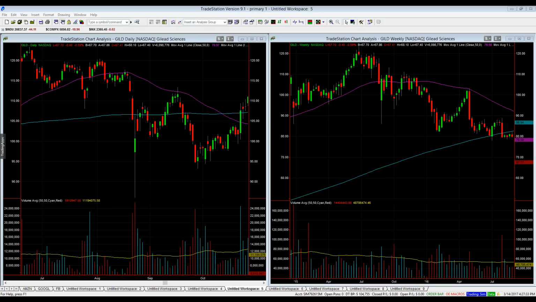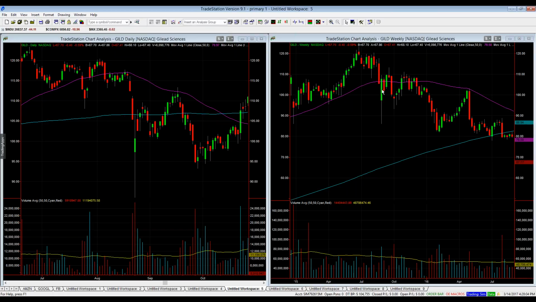I want you to note this action right around there. That's a bad pen color. This action all around here on Gilead where we lose the 50-day, the 50-day starts to slope lower, and then we also lose the 200-day, and the 200-day has no slope. It's no longer an upward sloping 200-day, it turns into a flat sloping 200-day moving average.